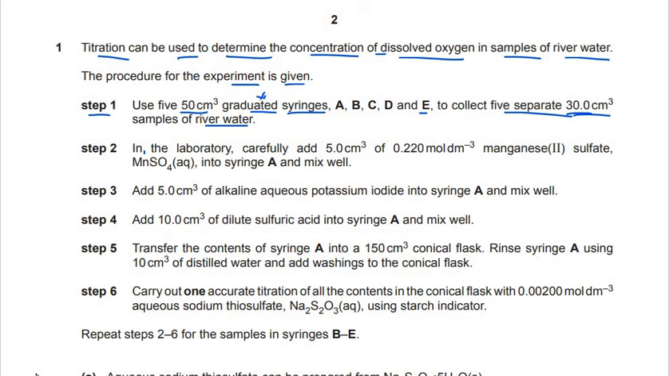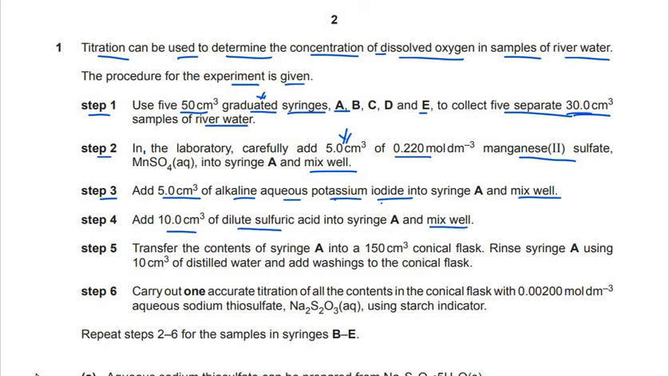Okay, so step 2 says in the laboratory carefully add 5 cm³ of 0.220 moles per dm³ of manganese(II) sulfate, that is MnSO4, into the syringe A and mix well. So what we are doing is, in the syringe A we are collecting 30 cm³ of sample of river water, and we are adding 5 cm³ of manganese sulfate of the given concentration here. In the next step we are adding 5 cm³ of alkaline aqueous potassium iodide in the same syringe and mix well. Then we are adding 10 cm³ of dilute sulfuric acid and again mixing well.